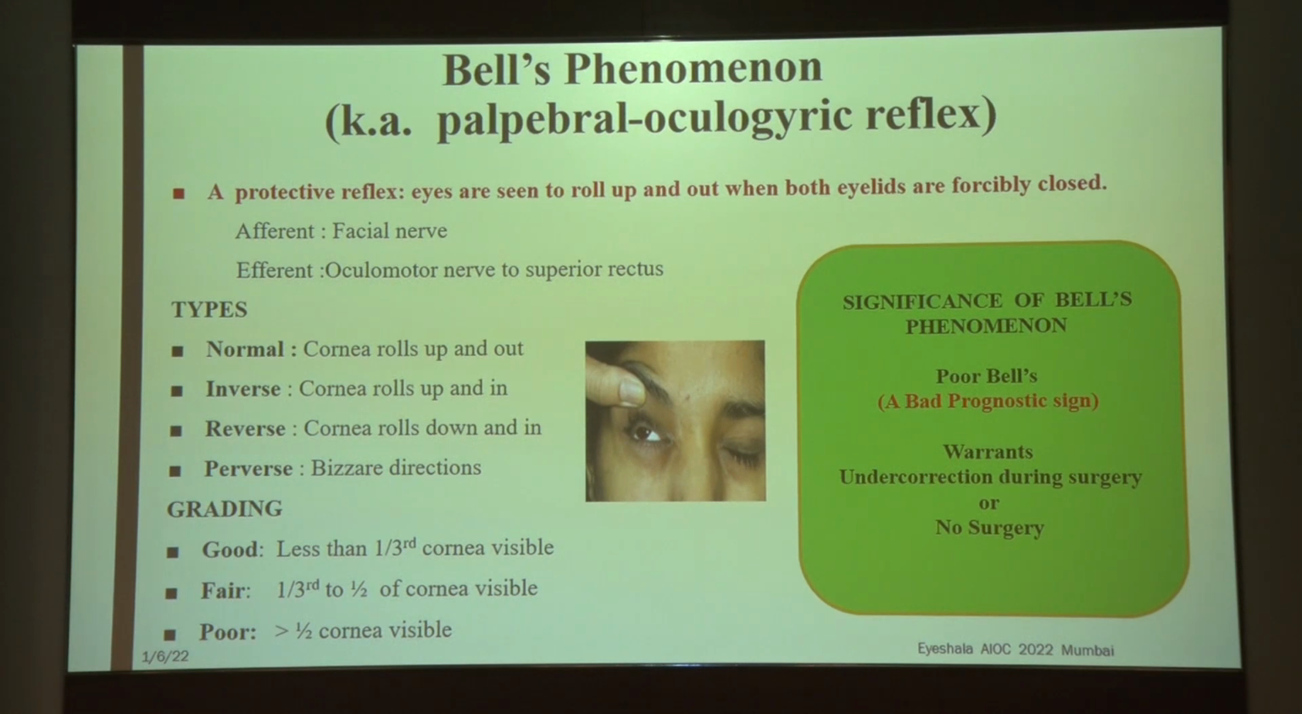And the significance of Bell's phenomenon, as I told you previously, if it's a poor Bell's, it is definitely a bad prognostic sign. So you have to be careful, because we cannot correct the ptosis and let the patient go into exposure keratitis and ruin the cornea. That will be more of a problem for him than the ptosis that was present before. So you have to be very careful in that.